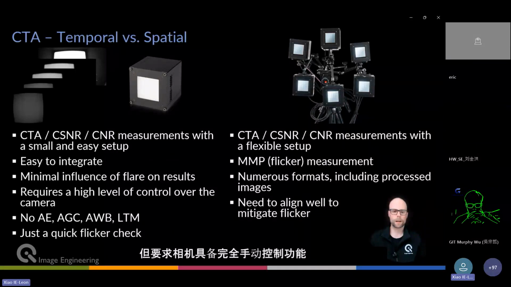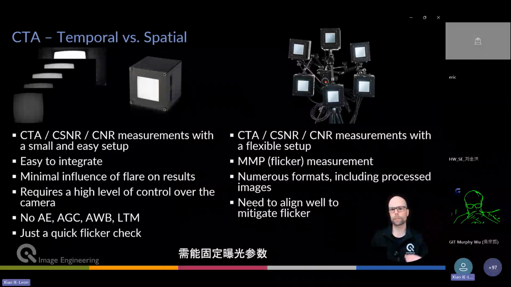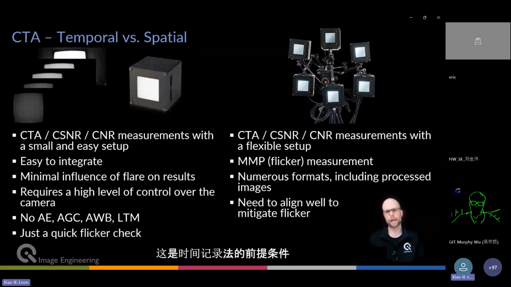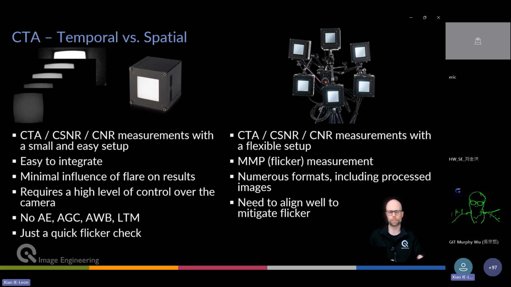But it requires a high level of control over the camera. So this works if you need to be able to set the exposure and freeze the exposure. So no auto exposure, no auto gain control, auto white balance, or local tone mapping. That is not allowed if you do the temporal recording. And for flicker, you can just do a quick check, because to do a complete flicker test with this setup would take far, far longer.